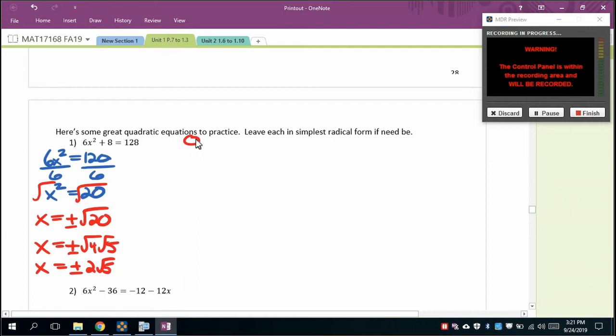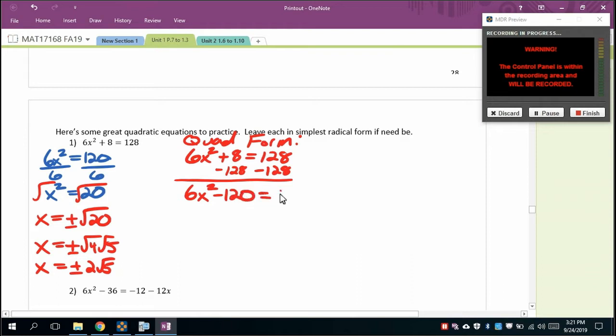Now the other way, using the quadratic formula. So what I mean by that is we'll move this 128 over. So 6x squared plus 8 equals 128. So we'll take away 128 from both sides, and what's going to happen then is we'll have 6x squared minus 120 equal to 0. Now, if you notice, we could actually factor something out of this. Because if we were to solve this using the quadratic formula, here's what would happen. A would be 6, B would be 0, C would be negative 120.